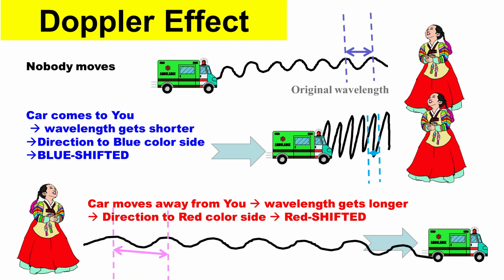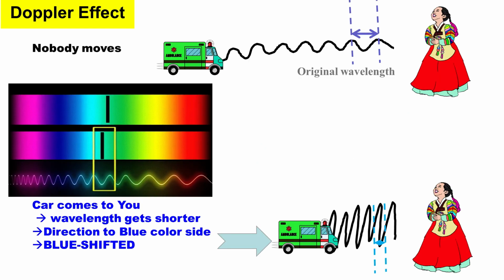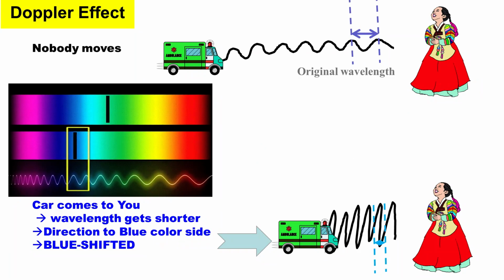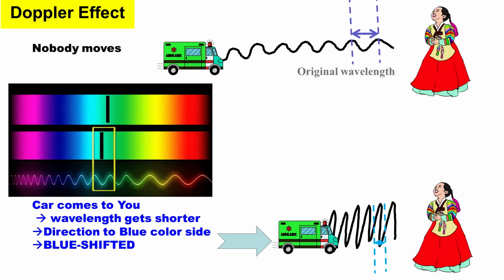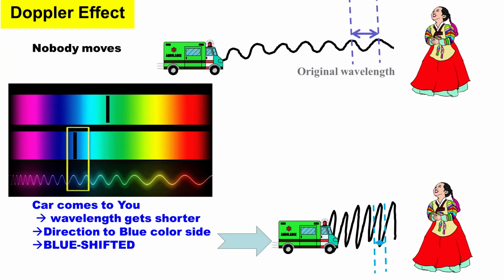Car moves away from you. Wavelength gets longer, direction to the red color side. We call it red shifted. Again, the car comes to you. Wavelength gets shorter than the original wavelength. Look at the spectrum here. Red color with longer wavelength and blue color side with a shorter wavelength.